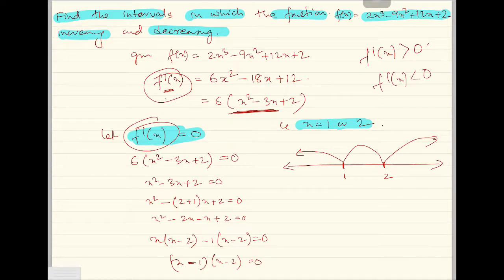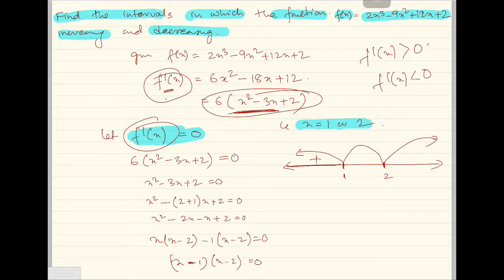Let's check what will happen on the left of 1. Okay, let's put the value on the left of 1. If I put the value and check this particular function, put the value on the left of 1. Left of 1 would mean 0. When I put the value 0, I find 0 minus 0 plus 2, that will be positive, isn't it? Yes, check it out one more time, everyone.